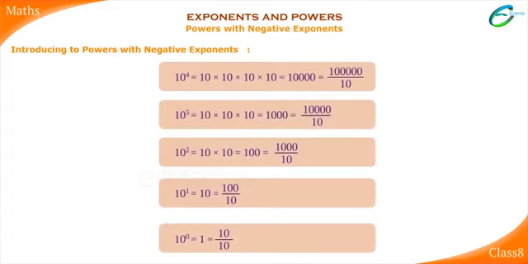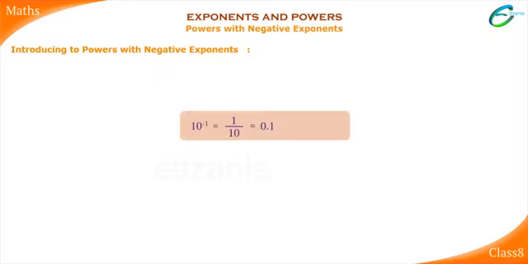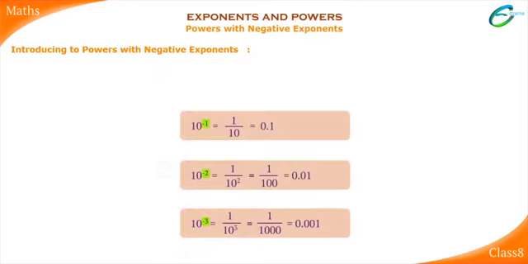Is there any pattern in these exponents? Observe that as the exponent of the number 10 decreases by 1, the value becomes 1/10 of the previous one. Let's continue with this pattern and go on decreasing the powers of 10 by 1 in each step. Now, what is 10 raised to the power minus 1? As the exponent decreases by 1, the value becomes 1/10 of the previous value.